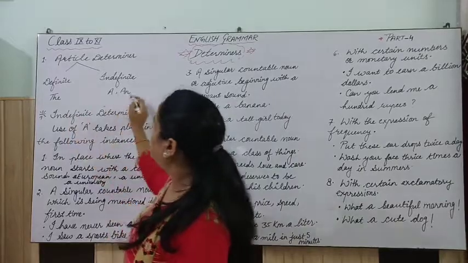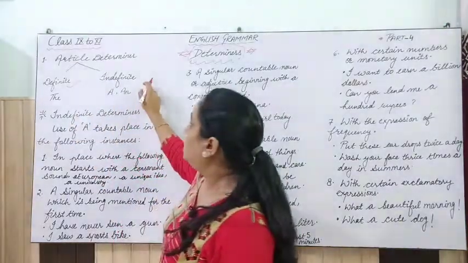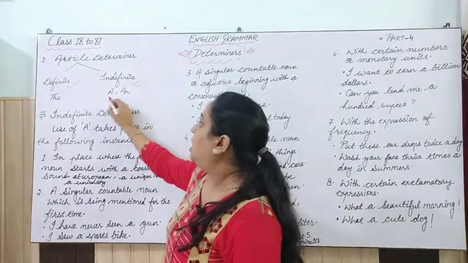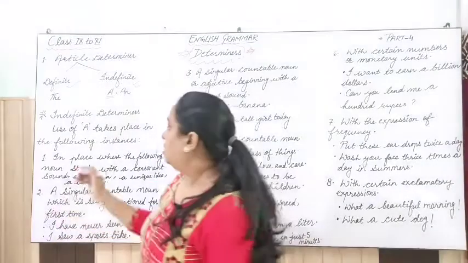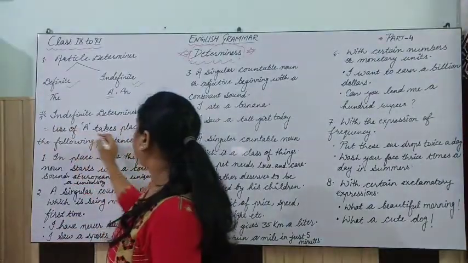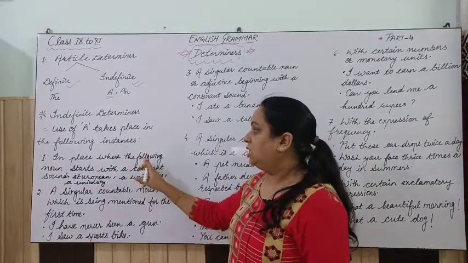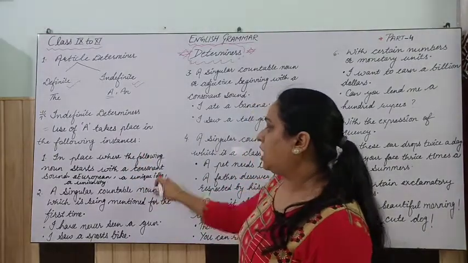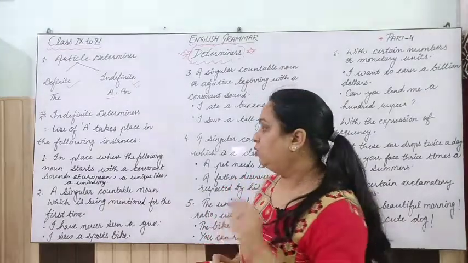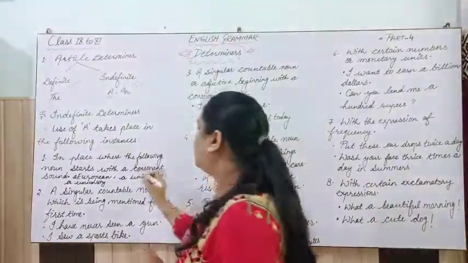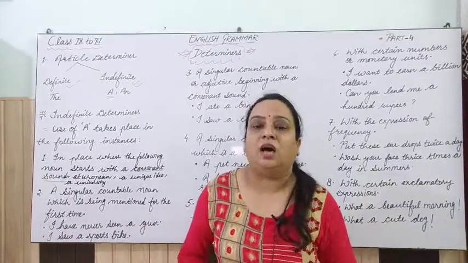As you know, this is the part of article determiner. Definite we have done, and indefinite we will start today, and here we will start with use of a, right? So use of a takes place in the following instances, and the first one is in the place where the following noun starts with the consonant sound. Here dear kids, you have to take care. I have not written consonant letters here. Here I have written the consonant sounds.